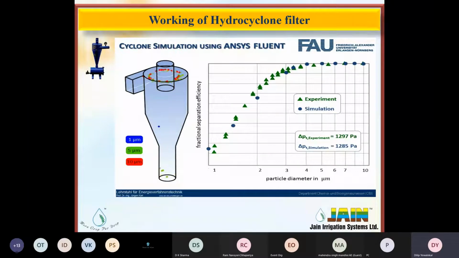That means wherever the water source contains a lot of physical impurities like silt, mostly in the northern part, or wherever canal water is there, or where farmers are using river water, naturally it contains suspended solids and silt, sand, clay. So to separate these impurities, this filter is very effective.